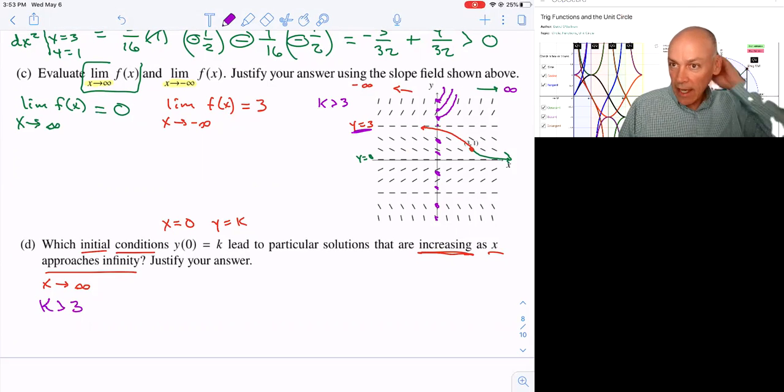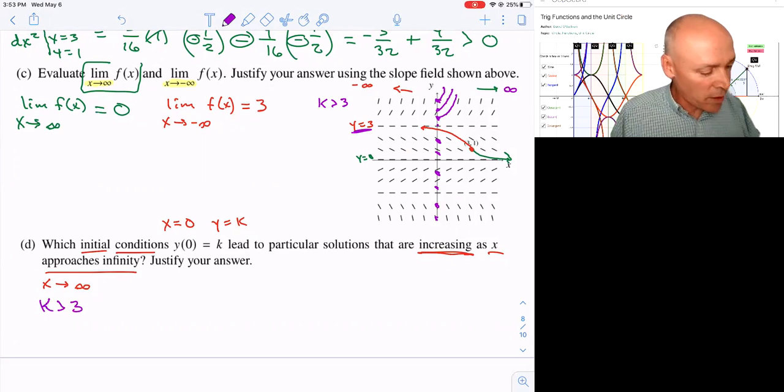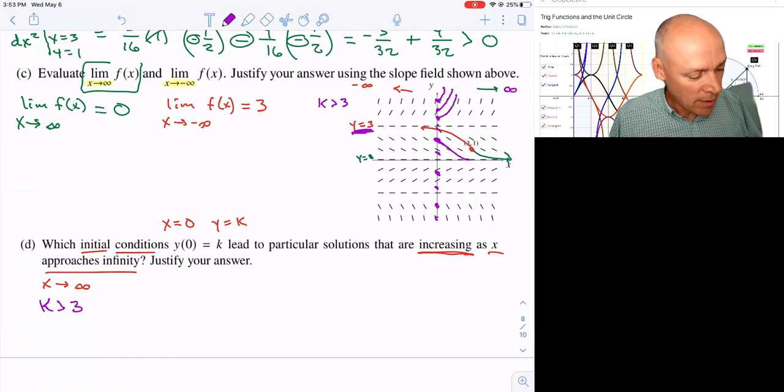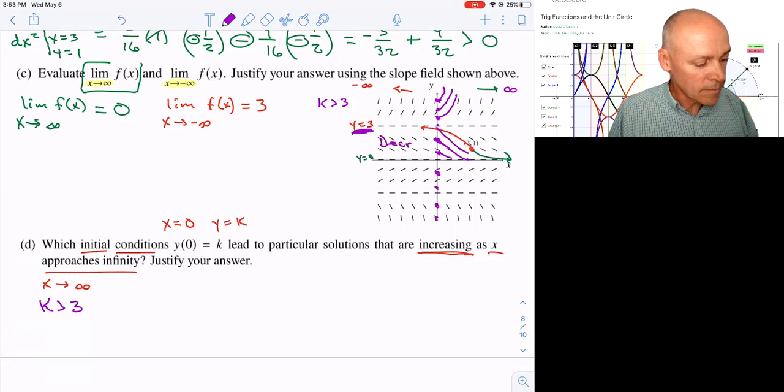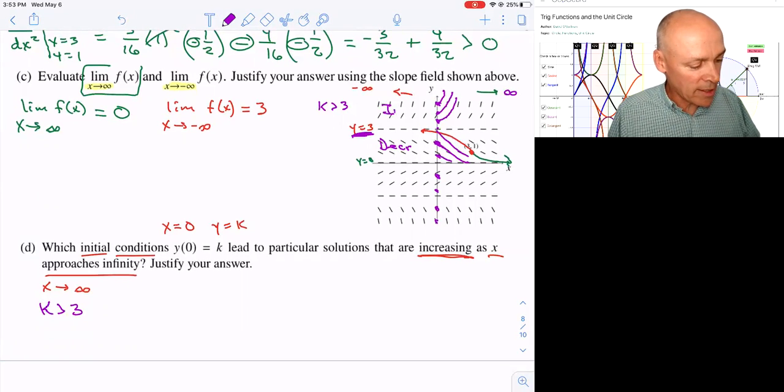And now if I come below this line, y equals 3, what if I put one right here? Well, as x approaches positive infinity, I go to the right, I'm following my slope field, and it looks like they're all coming down this way. So my functions would not be increasing, they would be decreasing. Here they were increasing. Okay, and so nothing from there.